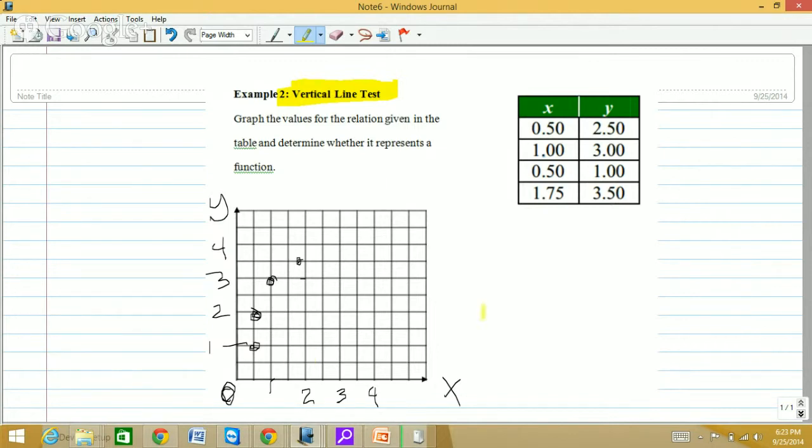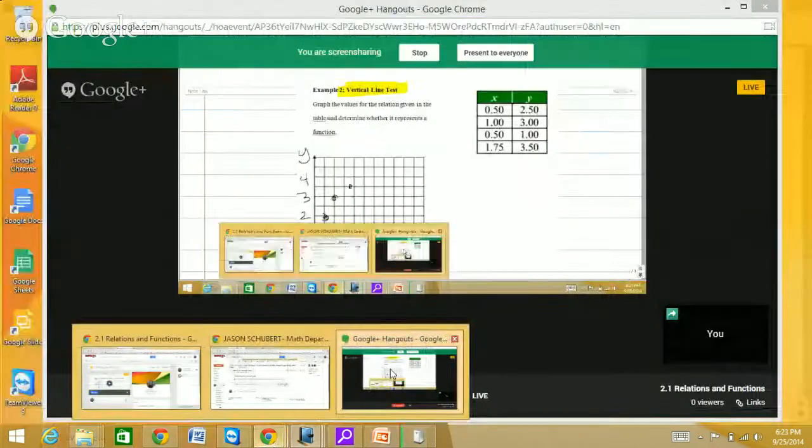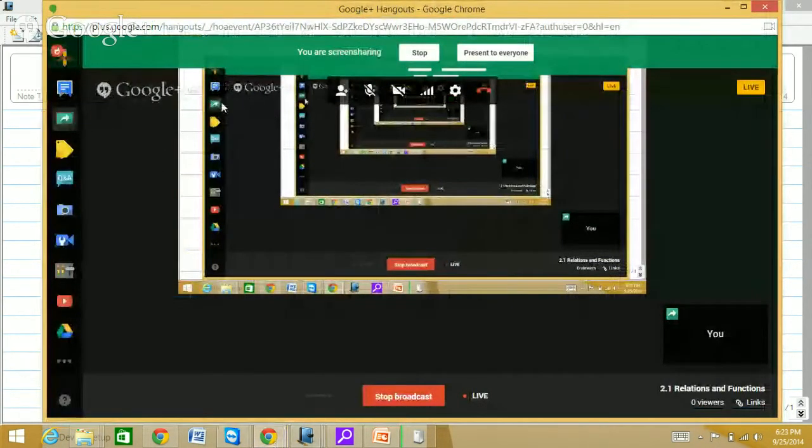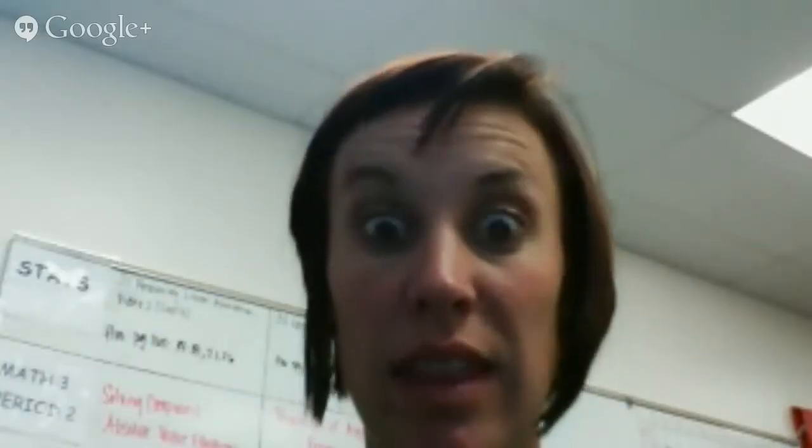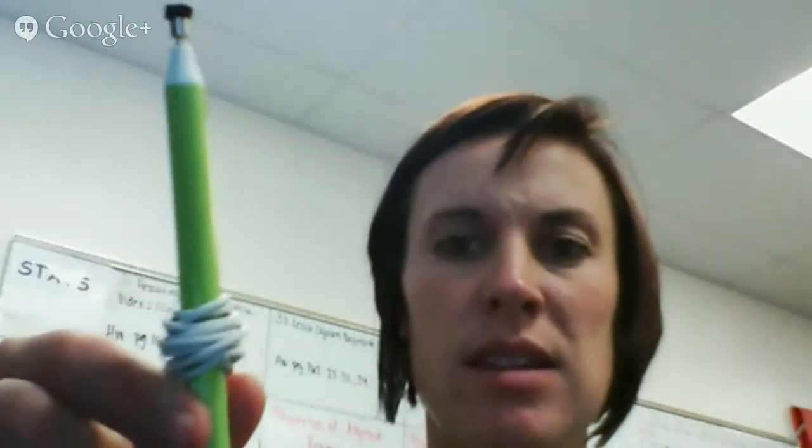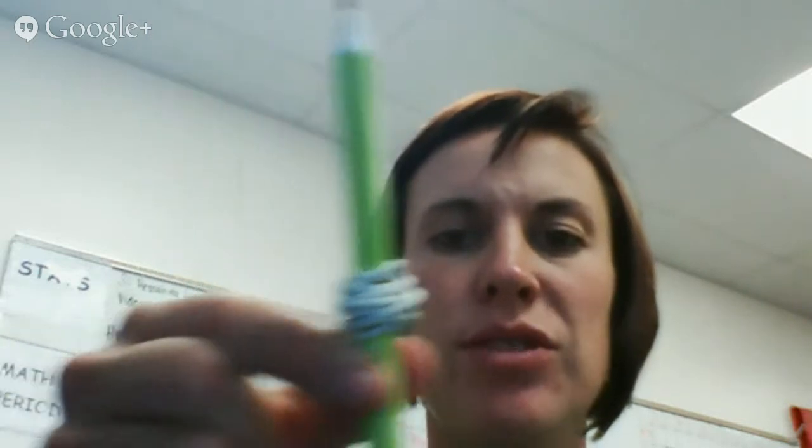Let me see if I can actually hold this back up here so I can show you. Okay, so hold your pen like this, and then you're going to go from left to right across your graph, and you're going to hope that it hits only one point at a time. So let's go back to our graph.